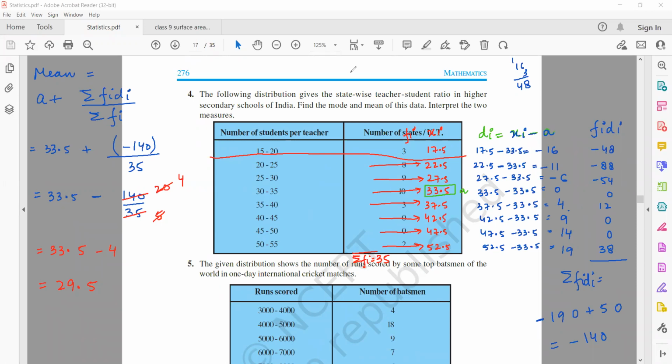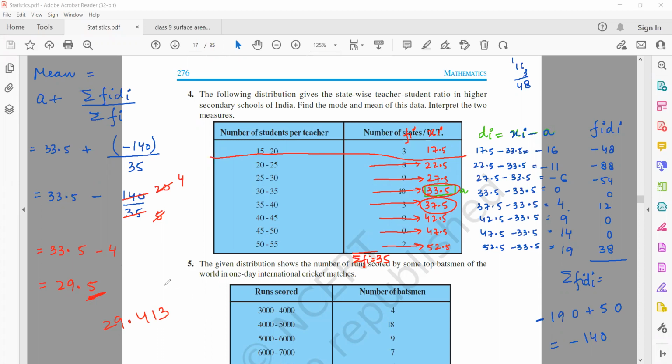Okay, anyway, see, a little bit of difference after decimal is acceptable, right? That depends upon which method you have. Actually, are you hearing me, everyone? Yes, ma'am. Okay, see, please see here. I have taken this as my A, right? Now, if you take, let's say, this as your A, then after doing all the calculations, you might get something a little bit different here, right? You might get 29.413, something like that. So this much difference is acceptable. Is that okay?